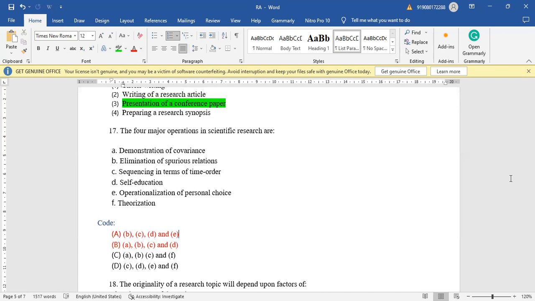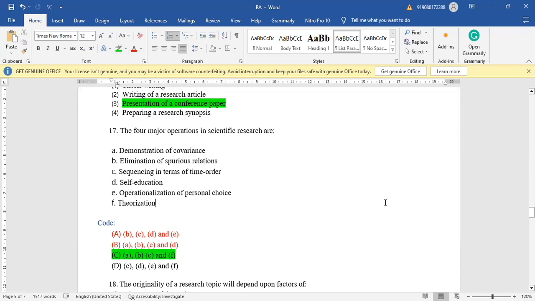Will the result lead to self-education? I mean, the operations of research include self-education. Or the research include operationalization of personal choice? Not necessarily these things. No, sir. So this can be the answer.